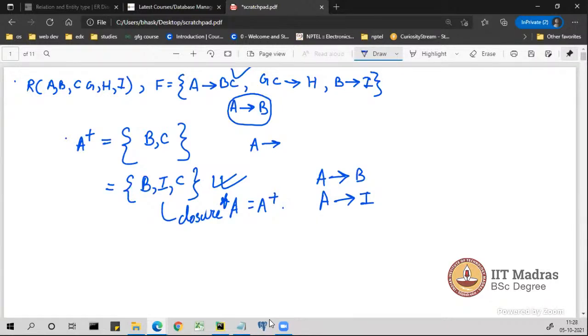I can say A goes to B, A goes to I, A goes to C. So this must hold in the relation. In this relation, these functional dependencies must compulsorily hold. Now A goes to B and A goes to C are obviously visible. But A goes to I is not directly given. So this is the new functional dependency that you got, which can be derived using these in 1 or 2 steps by using Armstrong's axiom. Armstrong's axiom is the one that we used while deriving it.